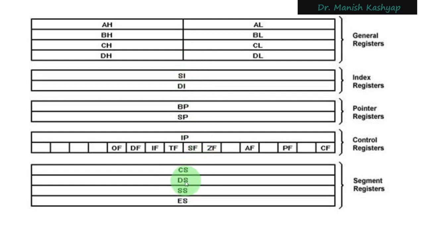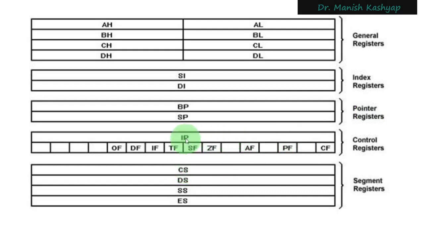Then similarly for DS, you have got these SI and DI pairs. These SI and DI pairs can also be used with your extra segment. For stack segment, we have got the stack pointer. So these are called pointer registers. For stack segment, we have got this pointer register. For code segment, we have got the instruction pointer.